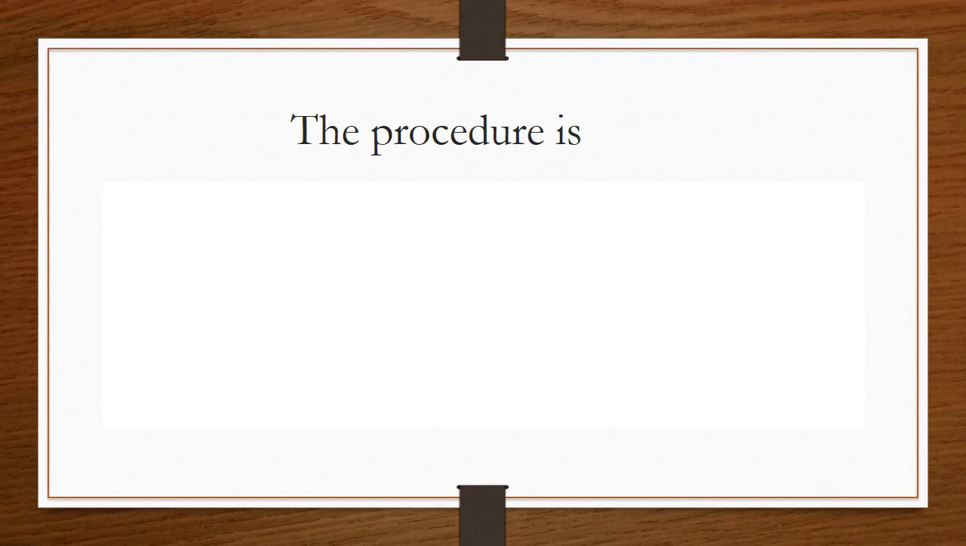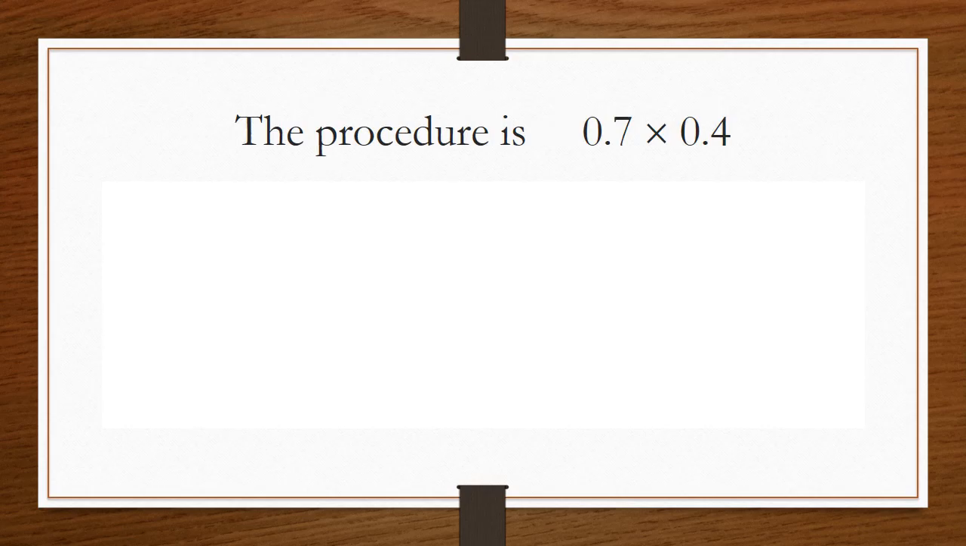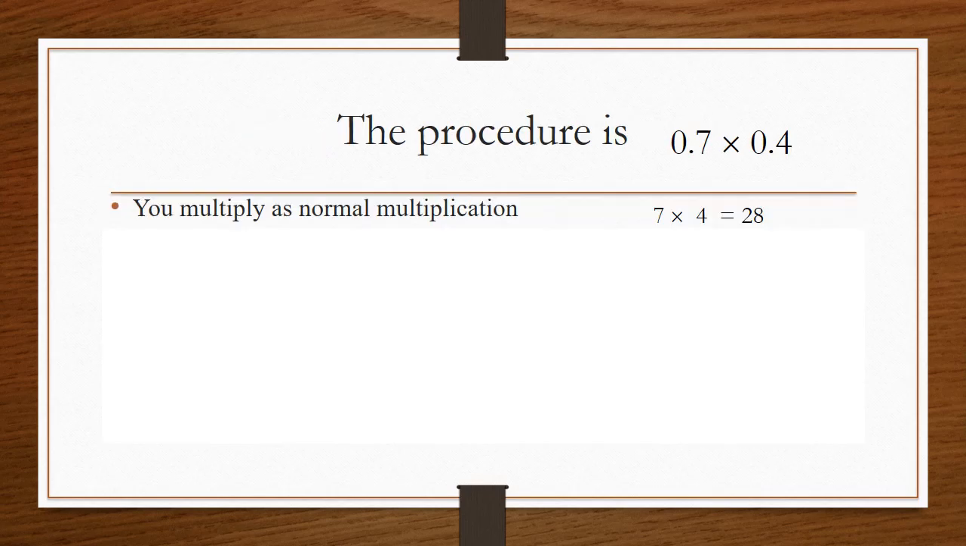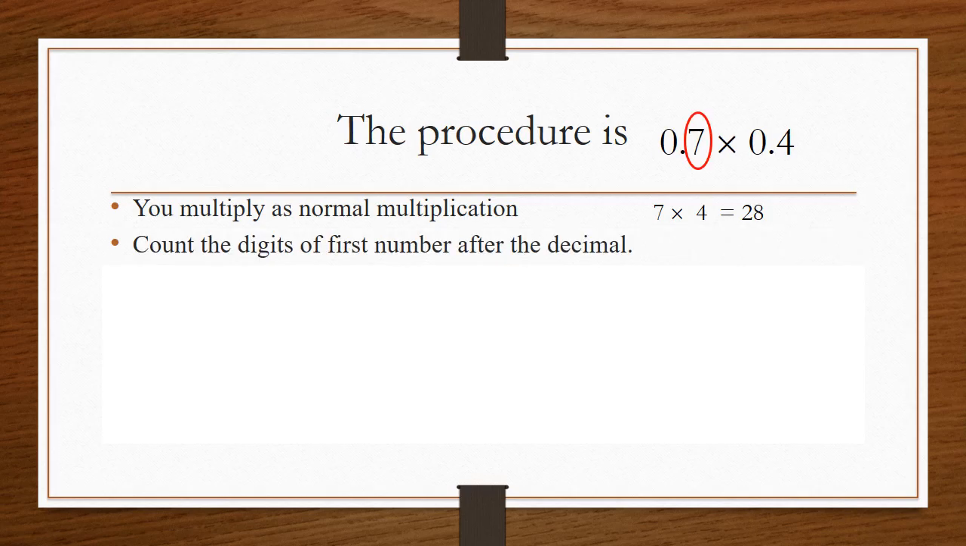Now we'll learn the trick. The procedure is, suppose we are multiplying 0.7 and 0.4. First we'll do the normal multiplication. 7 multiplies 4 is 28. Next we'll count the digits of the first number after the decimal. As it is circled with red, it is 1.